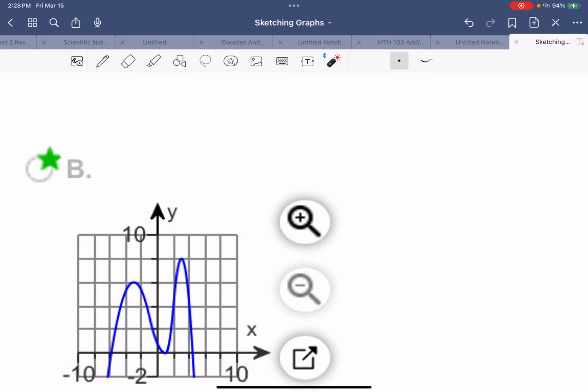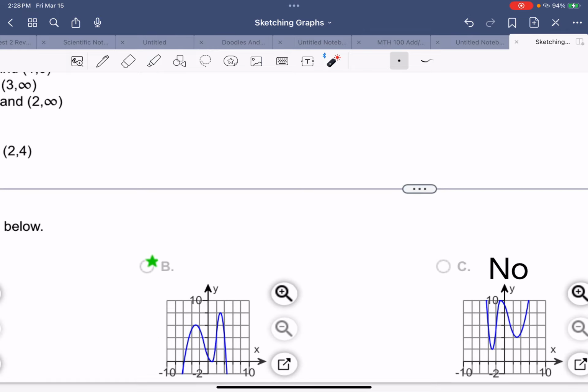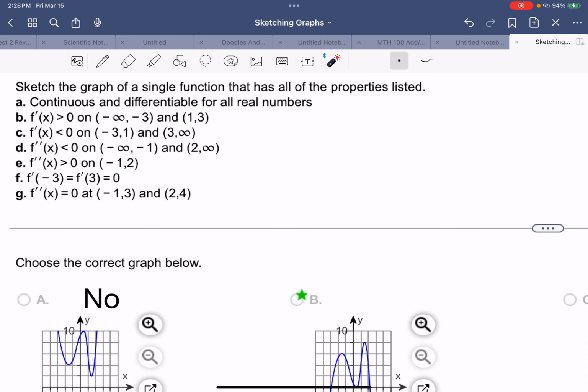Then they said also at 2, 4. So here's 2, 4 right here. And again, it's changing from up to down at the point 2, 4. So we have confirmed that graph B is the correct answer and that each of these is true for graph B.